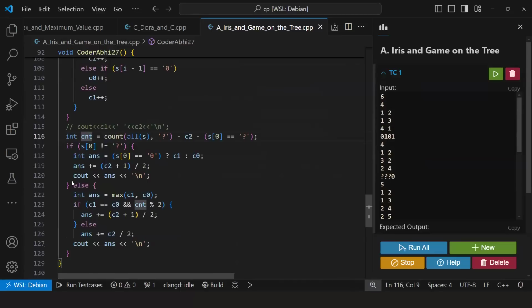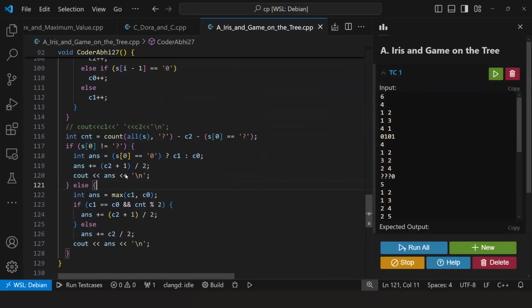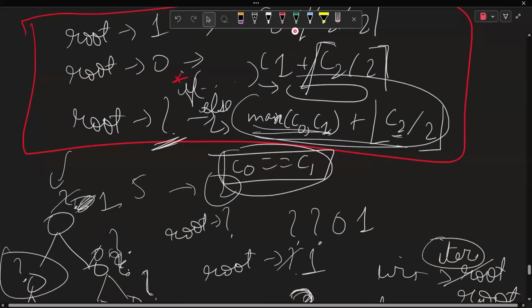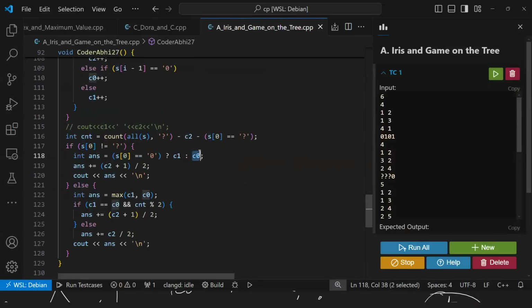Once I've calculated all these values, I can just write the thing that I wrote there. If my root is not a question mark, if it is either 0 or 1: if it is 1, I would take C0. If it is 0, I would take C1. So if my root is 0, I took C1, else I took C0 as my answer. And in the answer, I added the ceil of C2 by 2.